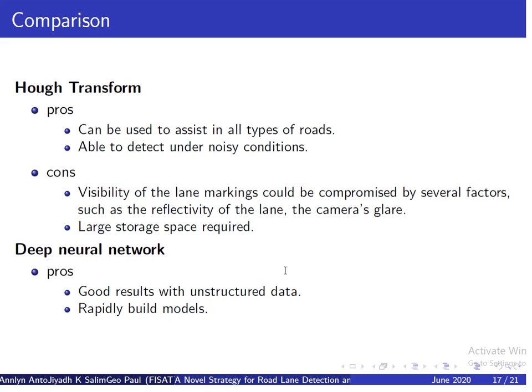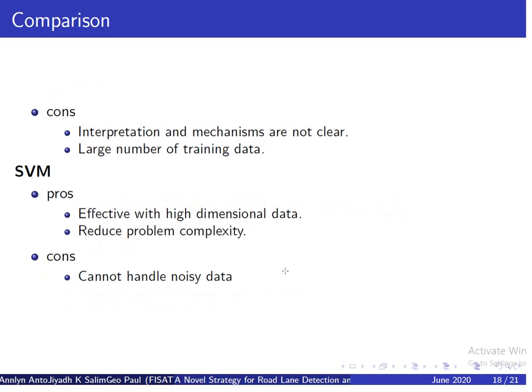Another one is deep neural network. Advantage of this is good result with unstructured data. Can also rapidly build models. Disadvantage of deep neural network is interpretation and extensions are not clear, and also like Hough transform large number of training data is required.